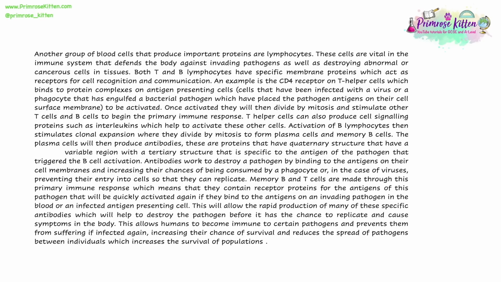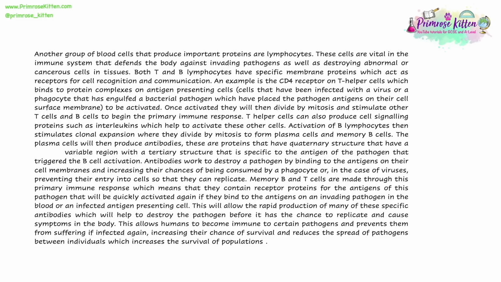Antibodies work to destroy a pathogen by binding to the antigens on their cell membranes and increasing their chances of being consumed by a phagocyte, or in the case of viruses, preventing their entry into cells so that they can replicate. Memory B and T cells are made for this primary immune response, which means that they contain receptor proteins for the antigens of this pathogen that will be quickly activated again if they bind to the antigens on an invading pathogen in the blood or an infected antigen-presenting cell.